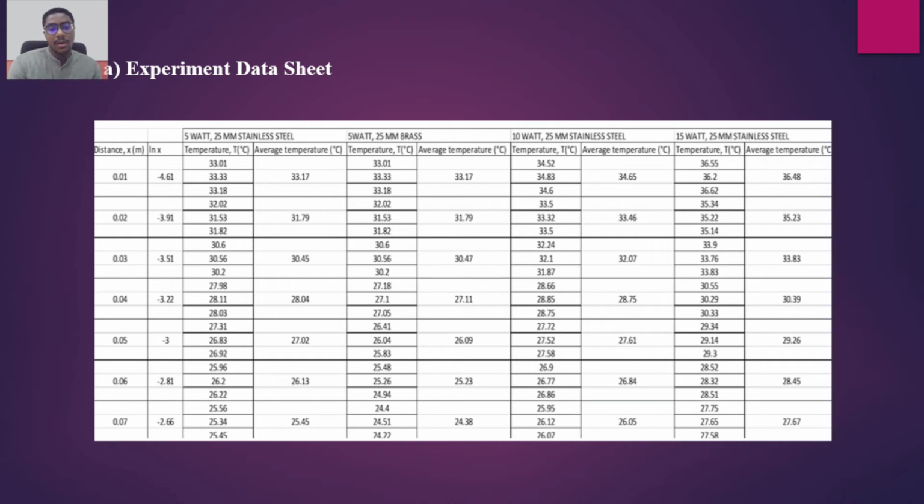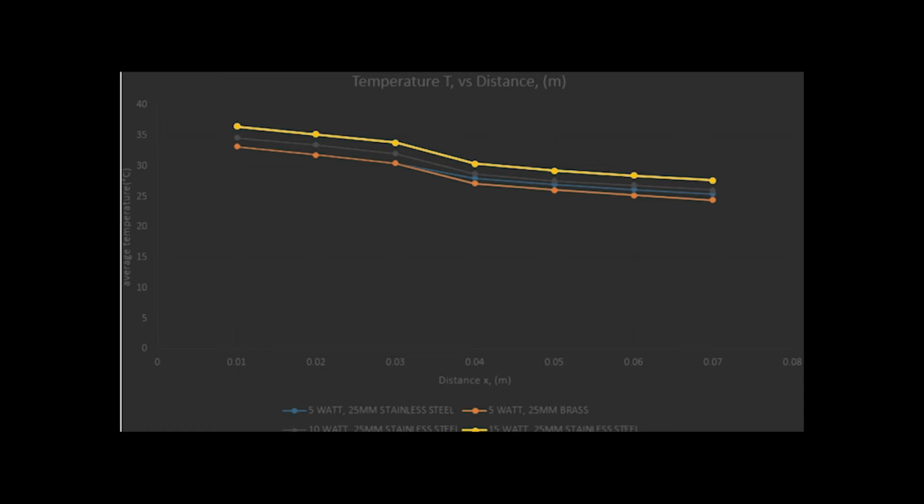As we can see, there are 4 input powers for the linear model, which are 5 watt of stainless steel, 5 watt of brass, 10 watt of stainless steel, and 15 watt of stainless steel. Besides that, the variables for this experiment are the distance x and ln x. What we observe in this experiment is the temperature for each input power, so we listed the average temperature for every measured distance.